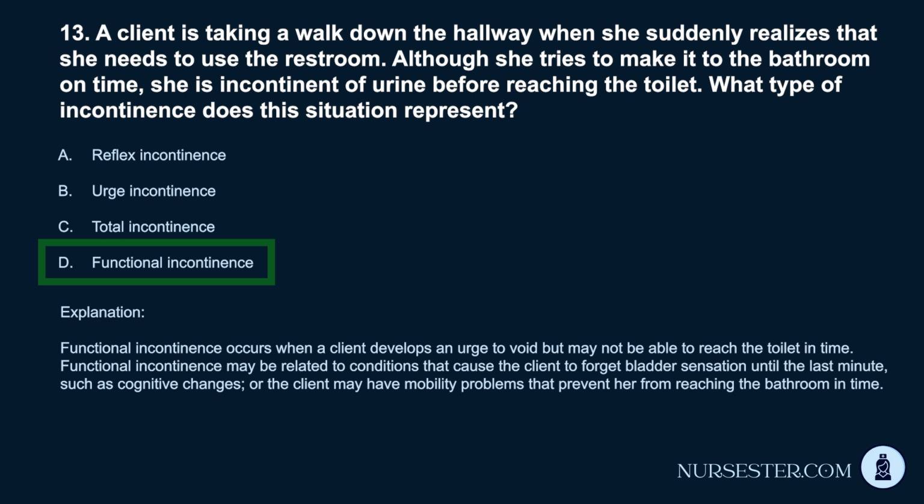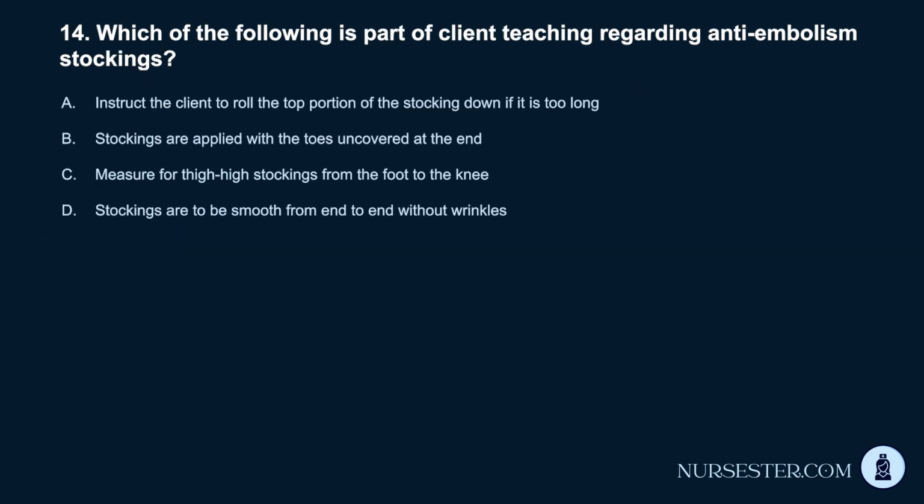Functional incontinence occurs when a client develops an urge to void but may not be able to reach the toilet in time. Functional incontinence may be related to conditions that cause the client to forget bladder sensation until the last minute, such as cognitive changes, or the client may have mobility problems that prevent her from reaching the bathroom in time.